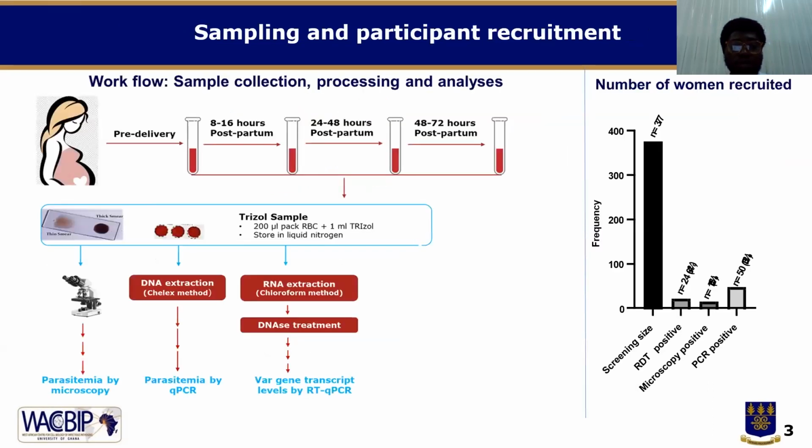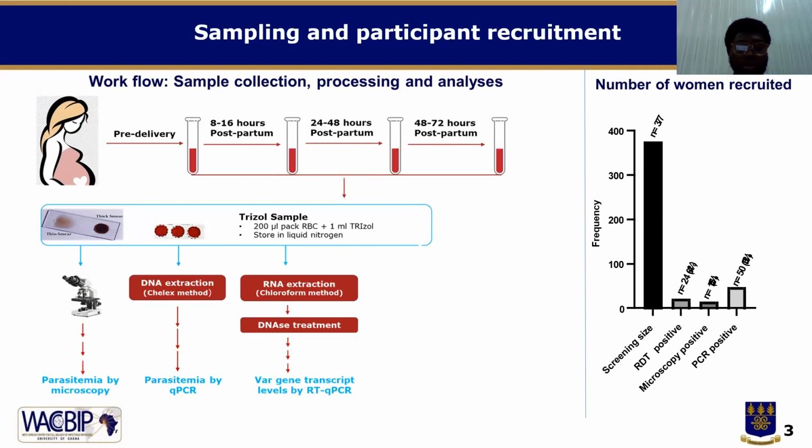So what we did was to investigate this in pregnant women in the central region of Ghana, in villages called Mankessim and Salt Pond. We recruited pregnant women near delivery, and at delivery we screened them to see if they had a falciparum infection. Once they had falciparum infection, we followed them in a short-term longitudinal manner at 8 to 16 hours, 24 to 48 hours, and 48 to 72 hours. At all the time points, we performed microscopy to quantify parasitemia, then PCR to quantify parasitemia.